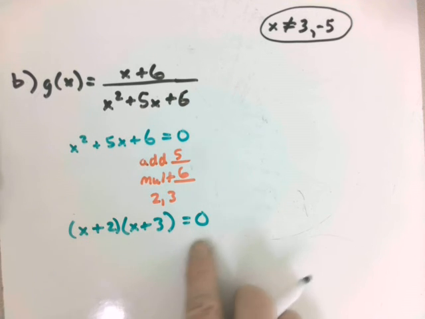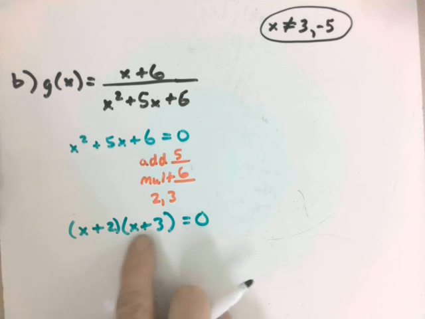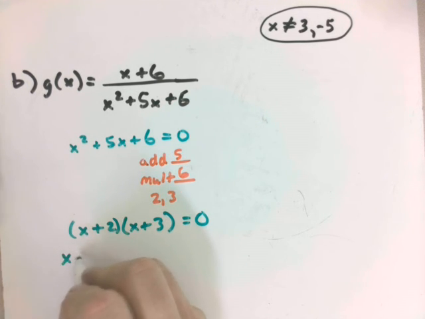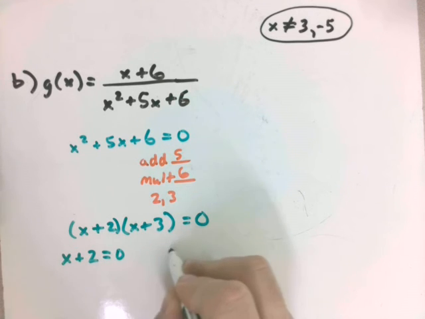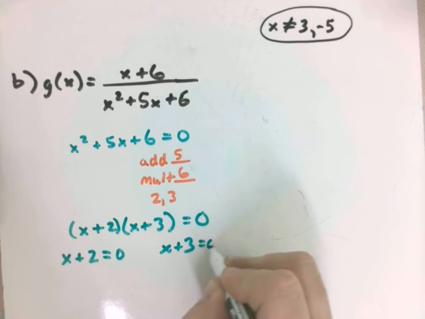Now we have two things multiplied together that equals 0. Using the zero product property, I can set each one of those things equal to 0 and come up with two easy equations to go through and solve.